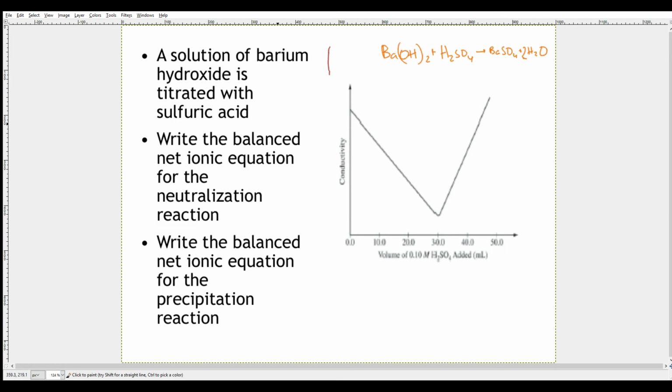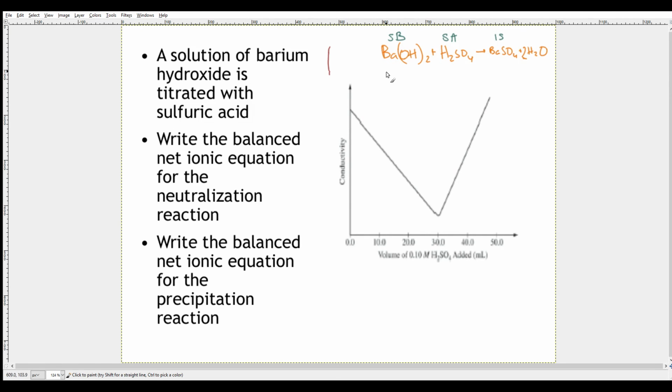So for these, you need to know what is soluble and what is not. Well, we know that these guys are strong base, and here we have a strong acid. Think back to your solubility rules. Does barium sulfate dissolve? Is it soluble in water? This guy is insoluble. And water, we don't break it into its ions, so I'll leave it as it is.